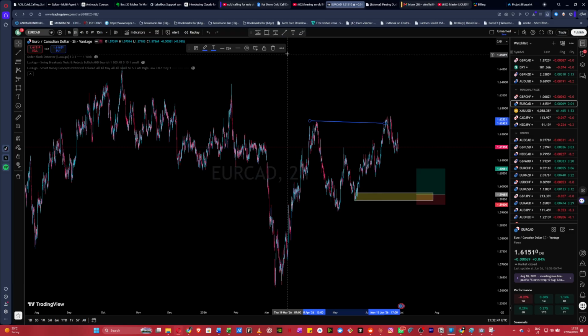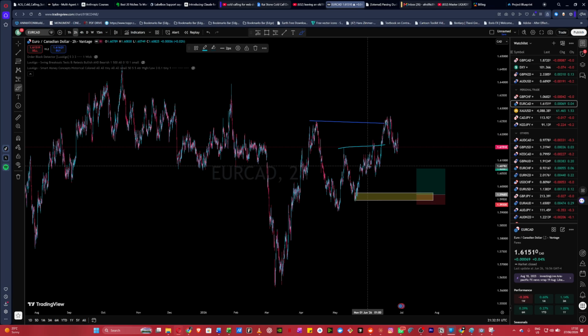Right, so it took out this high. It took out this high too. I might take this one, I'm not sure. I'm not sure of this one.